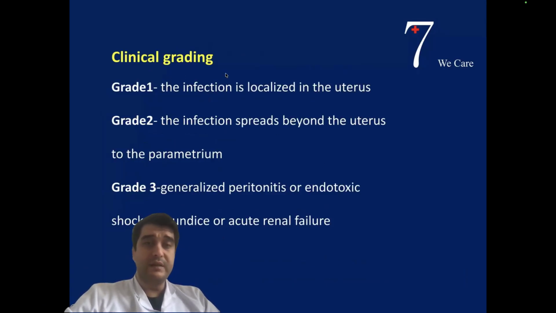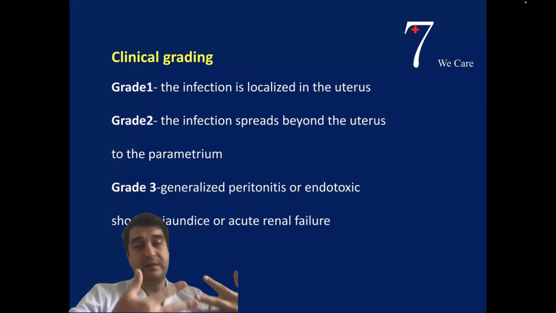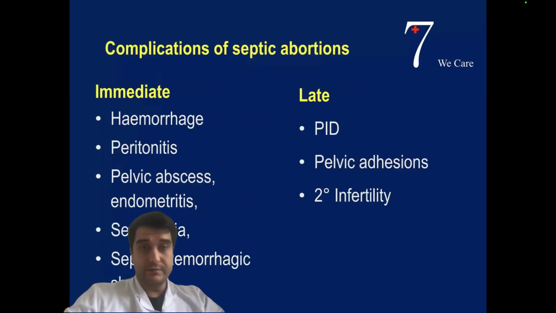So, with clinical grading, grade 1 is when the infection is located in the uterus. Grade 2 is when the infection spreads beyond the uterus to the parametrium. Grade 3 is the most complicated type: generalized peritonitis, endotoxic shock, jaundice or acute renal failure. In this case, you can find inflammation in the abdominal layers also. That's why we call this peritonitis or pelvic peritonitis.